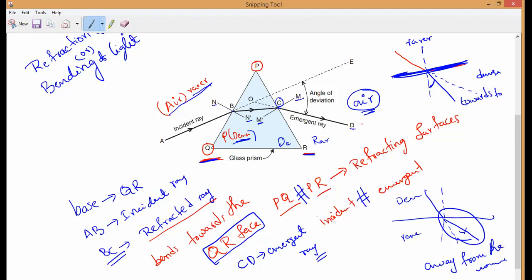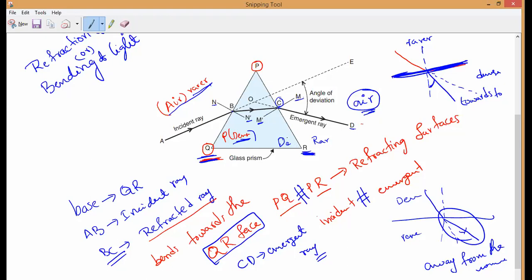Now you can observe that the emergent ray of light CD again bends. Which face of the glass prism will it bend towards? QR of the glass prism. What is the reason behind it? Because the thickness of the glass prism is more at the bottom surface. That is the reason the emergent ray will bend towards the QR face. Is it okay, guys? Understood?